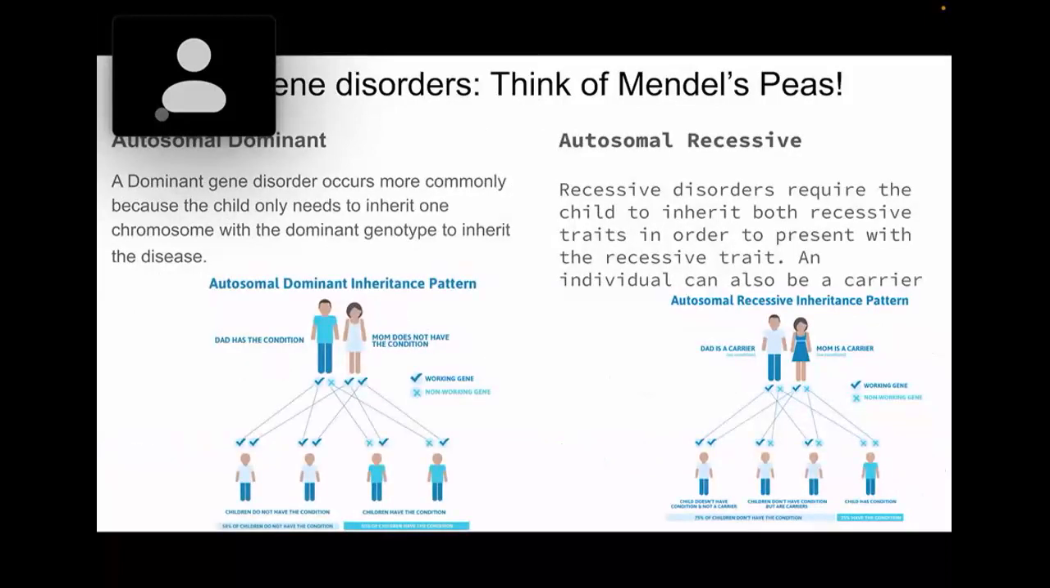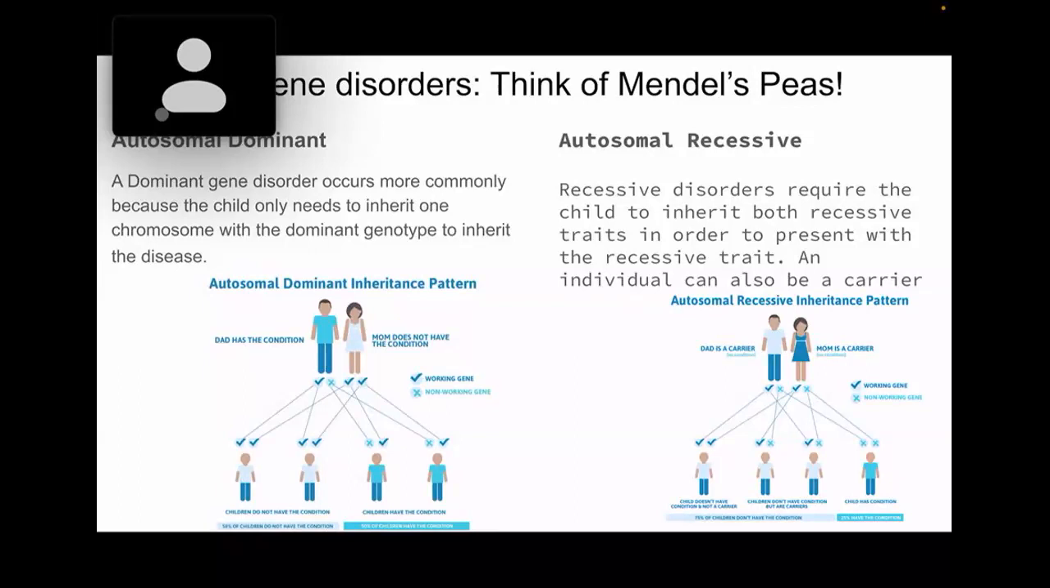We're talking about gene disorders. Everyone knows Mendel's peas and Mendel's pea project. This is important when we start talking about Huntington's disease and other neuro disorders. We need to know what the inheritance is, especially when you get to your hematology section. A lot of our hematological disorders are autosomal dominant. So with a dominant trait, these are a lot easier to inherit.